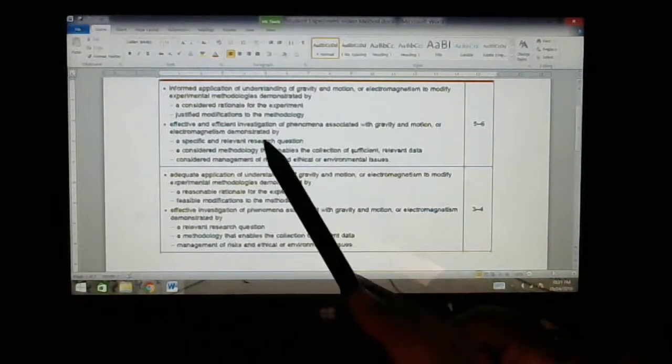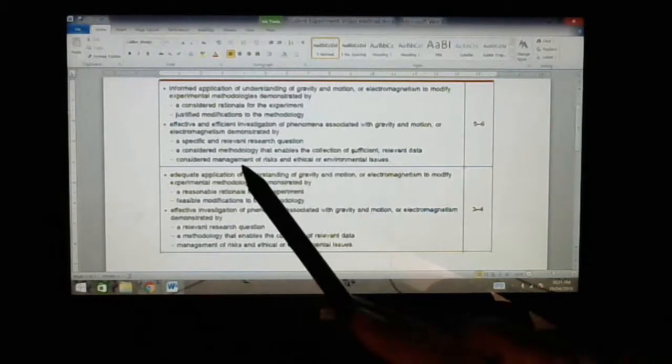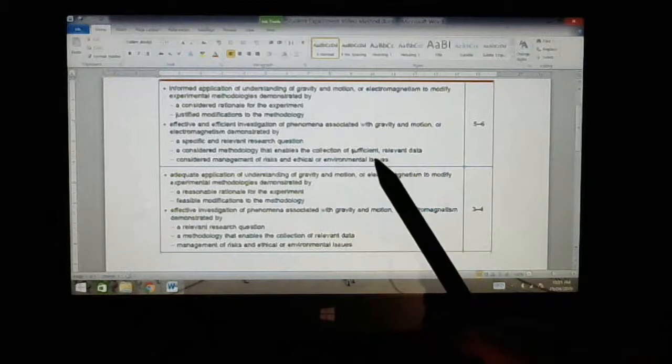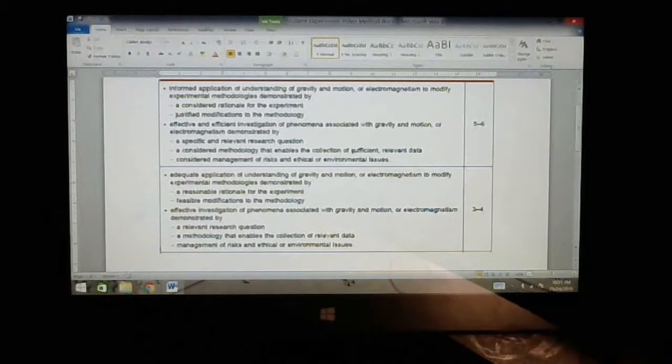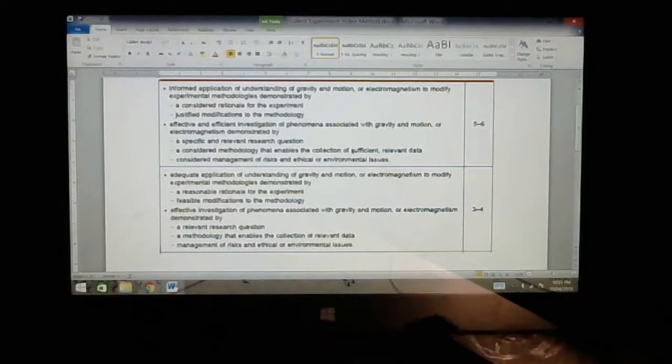Down here the difference, instead of justified we have feasible, and instead of a considered methodology we just have a methodology, and the word sufficient has been removed from the collection of relevant data. In terms of management of risks, considered management versus just management. Now, I'm going to mostly talk about the modifications part, and we'll briefly talk about the risks because that will be a lot more subject specific than the other two.